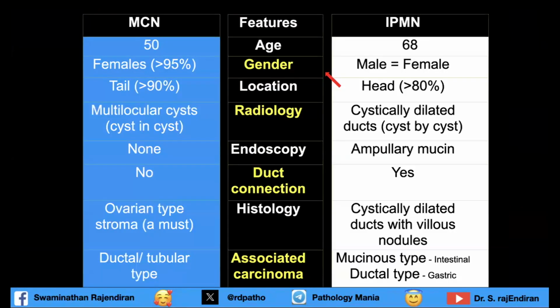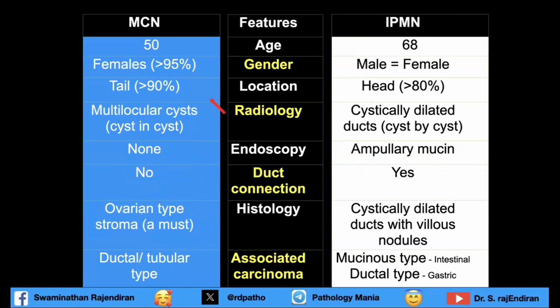So the main differential diagnosis is MCN and IPMN. This is very important because the prognosis is totally different. This is usually seen in females, common in the tail, multilocular, no duct connection. This is very, very important. Since it is not connected with the duct, endoscopically you never see mucin at the ampulla, whereas in IPMN, they are connected with the duct system, so they will produce a lot of ampullary mucin. Ovarian type of stroma is a must, and it can be associated with carcinomas.